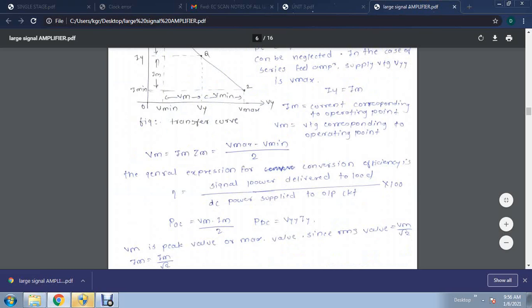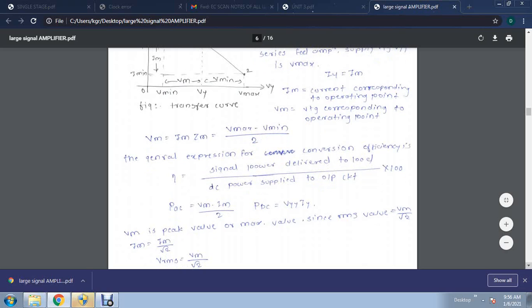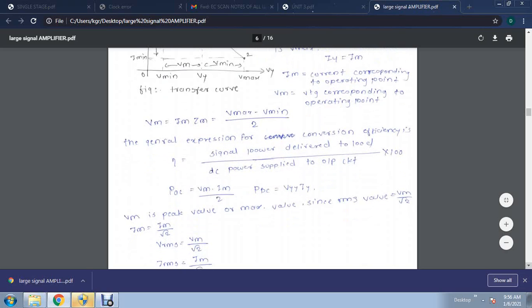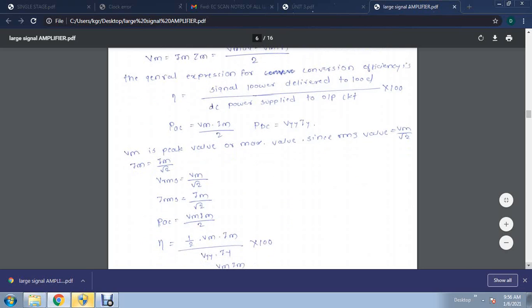Now, efficiency: how do we define efficiency in a class A amplifier? It is the ratio of signal power delivered to the load to the DC power supplied by the circuit, into 100. PAC is nothing but Vm into Im by 2, and PDC equal to Vcc into Ic. Vm is the peak value here, and the RMS value means Vm by root 2. We have to take Im as Im by root 2. VRMS is equal to Vm by root 2, and IRMS is equal to Im by root 2.